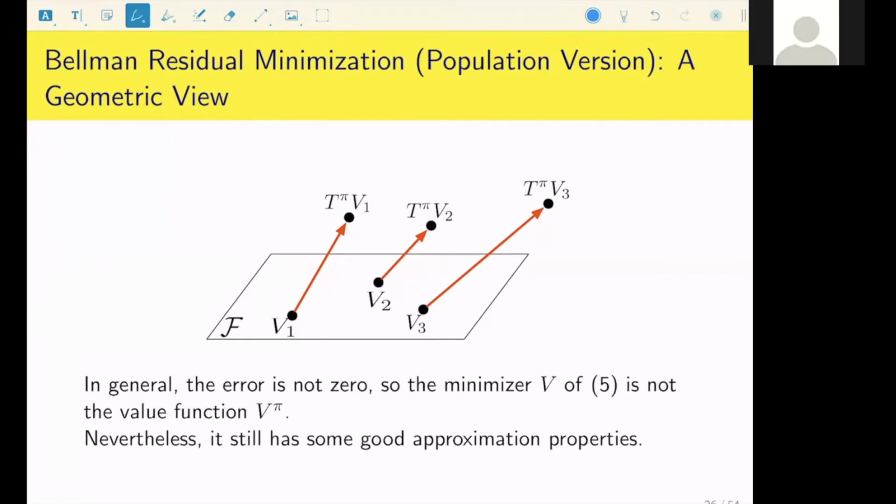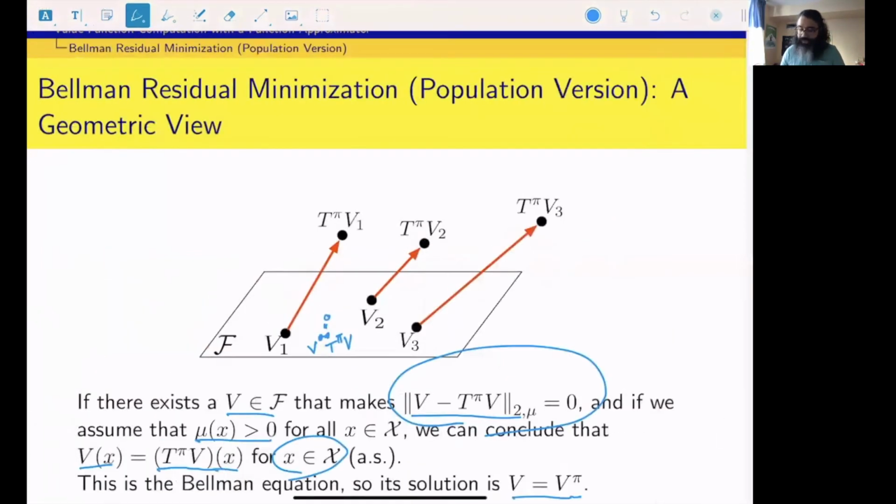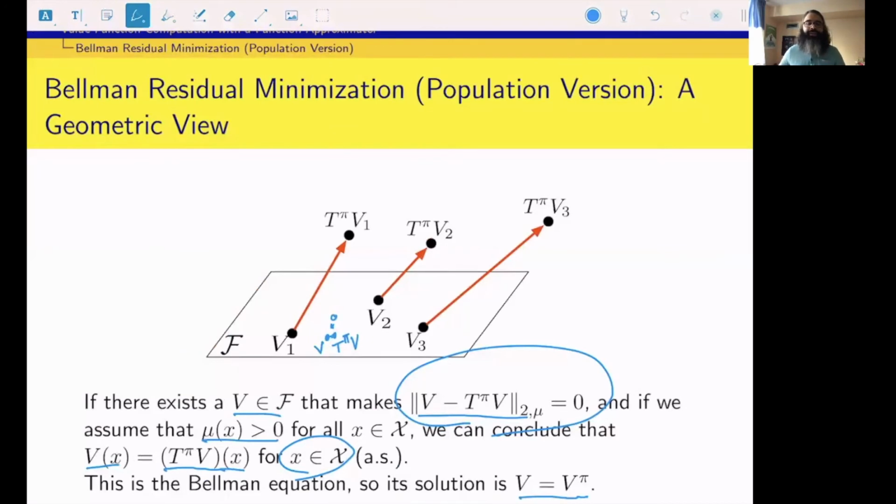So if the error is not 0, the minimizer isn't necessarily unique, right? Well, yes, not necessarily unique, but it depends on the function space. It may or may not be unique. I guess that's what I was trying to ask earlier: depending on the initialization, if there are multiple solutions, you could converge to a different one.